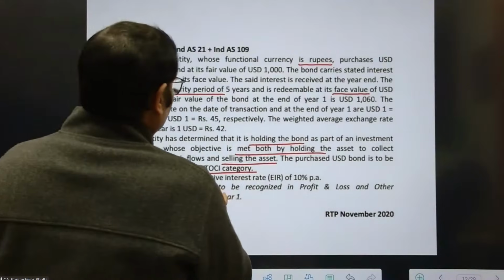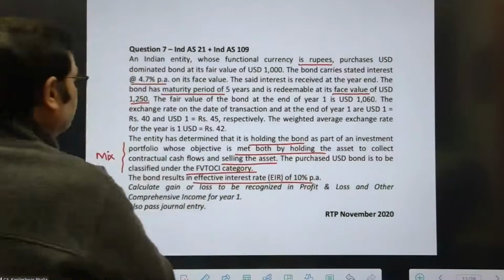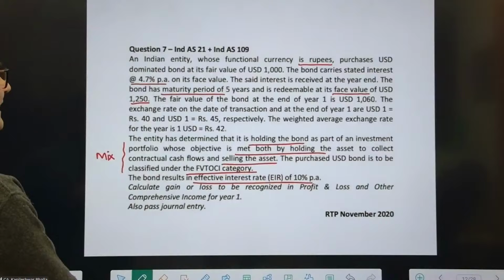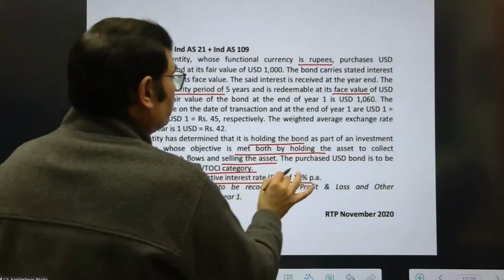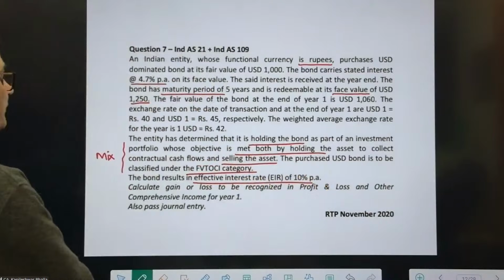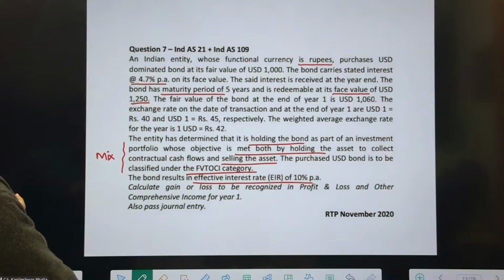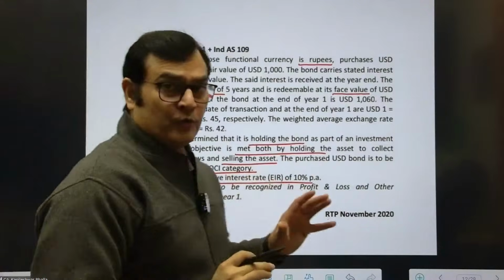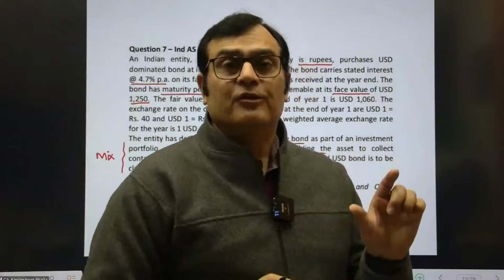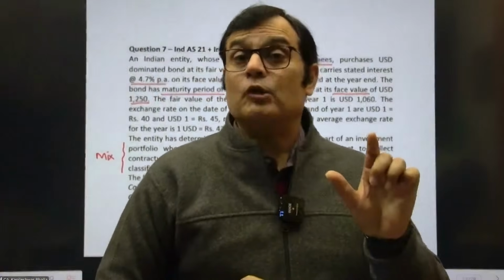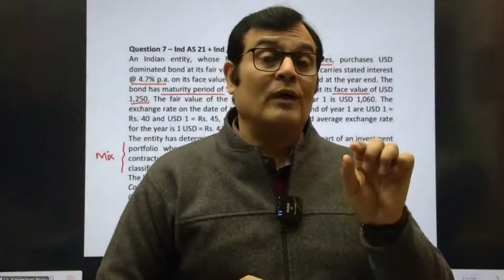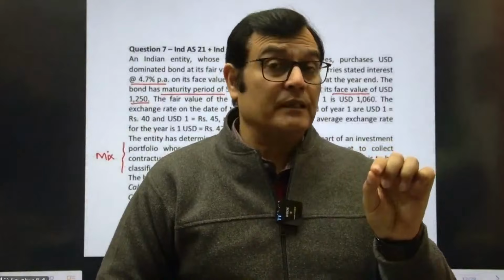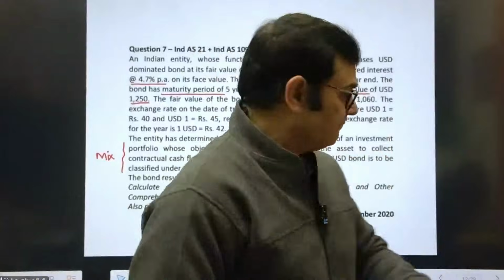And then he's also given you the effective rate of interest is 10%. Calculate the gain or loss to be taken in the P&L and the other comprehensive income for the year number 1. So I think again, the same systems will follow. You're going to make a financial asset, make 2 sub-columns in the ledger. One is in terms of functional currency, which can be converted later.